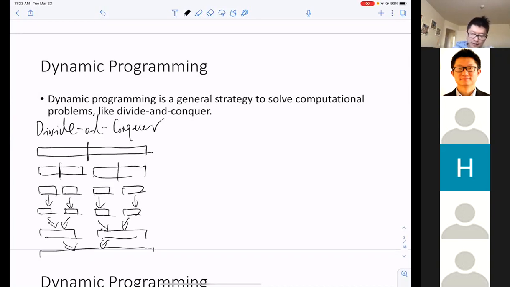This is how we apply divide and conquer to solve the sorting problem, and this algorithm is called merge sort.